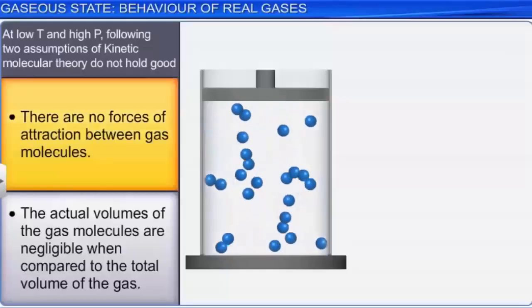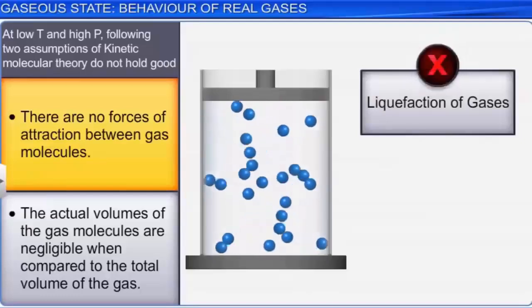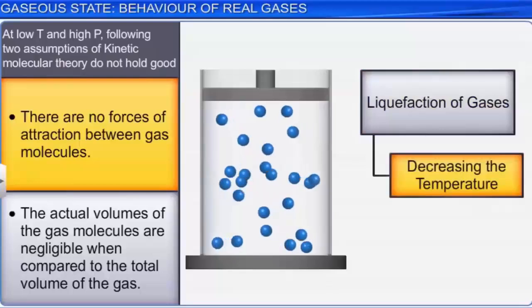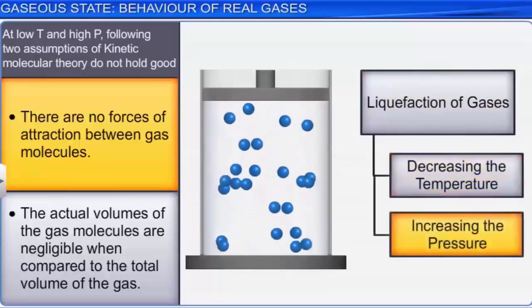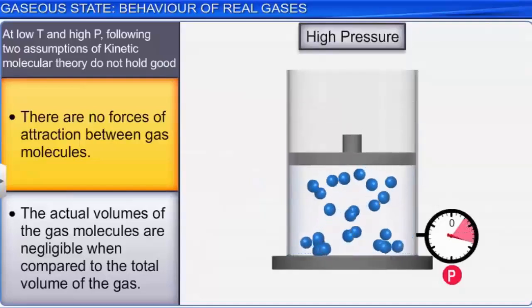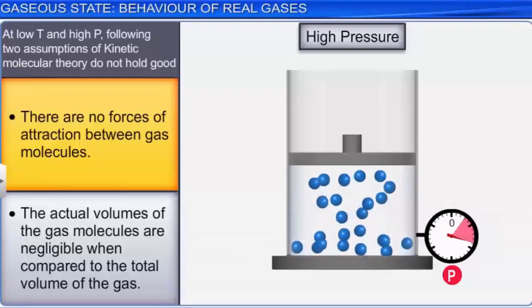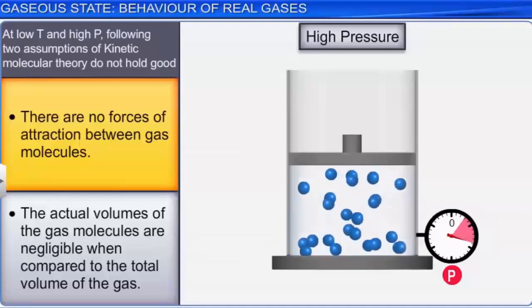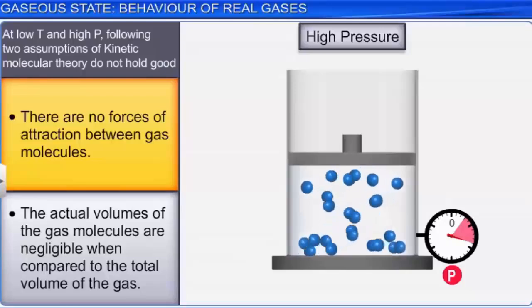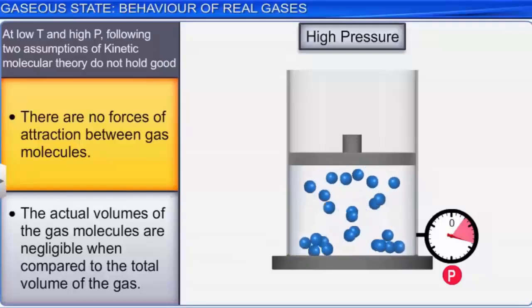If the first assumption is correct, then the liquefaction of the gases wouldn't be possible. But we know that gases can be liquefied by decreasing the temperature and increasing the pressure. At high pressure, molecules of gases are very close to each other, and the intermolecular attractive forces start operating. These molecules then do not exert full impact on the walls of the container as they are dragged back by the attractive force of other gas molecules. Hence, the molecules strike the walls of the container with reduced velocity.